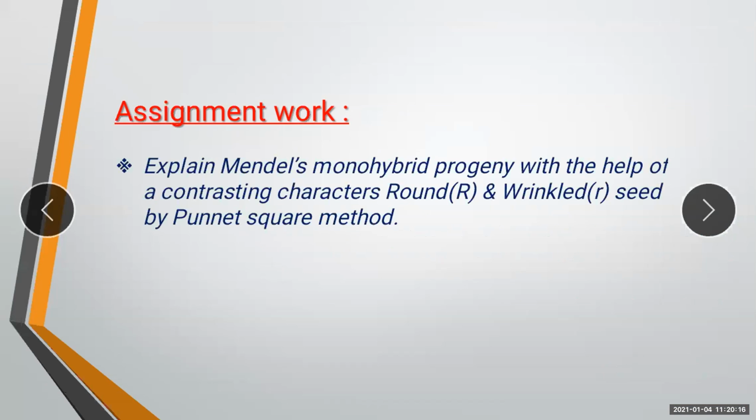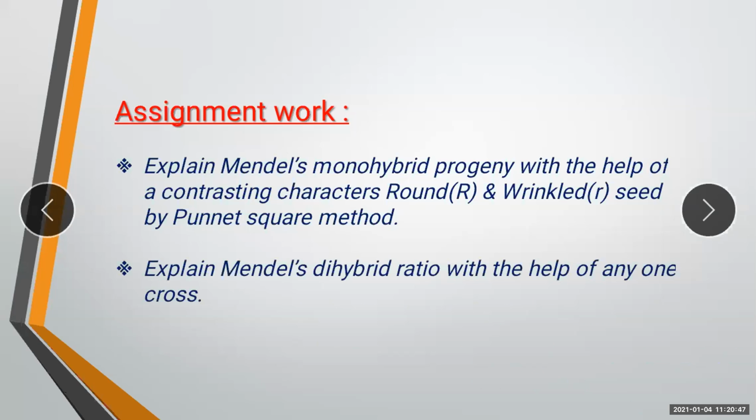Now here is an assignment for you. You can take a screenshot or write it down. Explain Mendel's monohybrid progeny with the help of a contrasting character, round and wrinkled seed, by Punnett square method. Now we have studied the monohybrid cross with tall and dwarf plant, but here you have to solve this monohybrid cross for the round and wrinkled seed character.